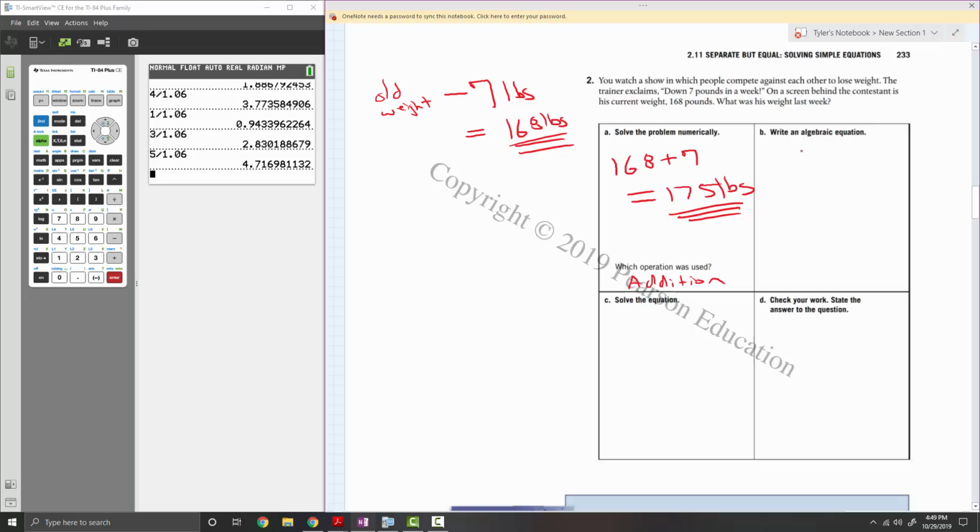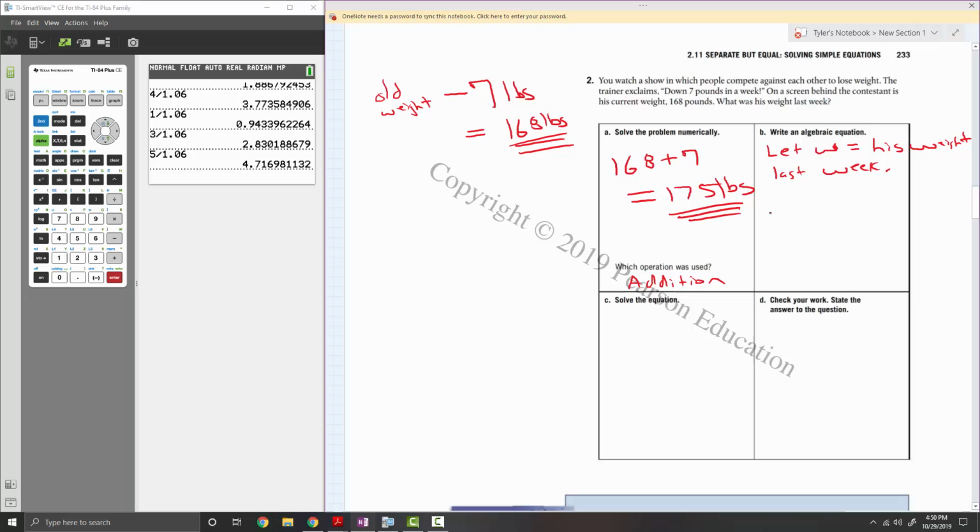Then next we want to write an algebraic equation. The first thing you want to do is pick a variable and say what it means. For example, we could use W for weight. So we could say let W equal his weight last week. That's what W represents, so now I don't have to write down what that means. I can just use W in that place instead of writing this whole phrase.